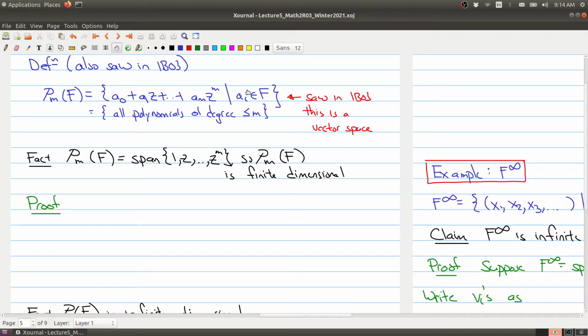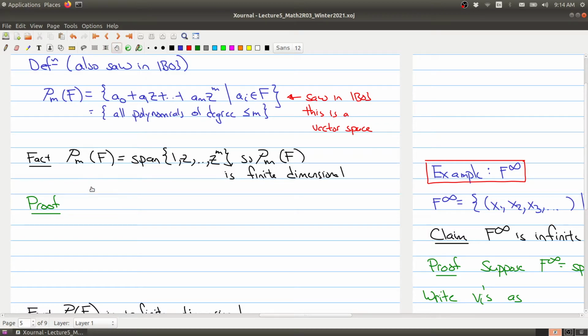And in fact, we can say something even a little further: when we look at this vector space right here, P_m(F), it's actually equal to the span of the polynomials 1, z, z squared, up to z^m. If this equal sign is true, we actually get as a consequence that this set of polynomials with degree less than or equal to m is a finite dimensional vector space, because we have a finite number of elements that span the whole space.